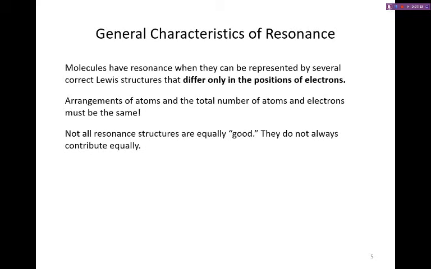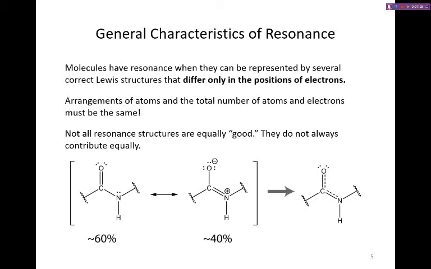And then finally, not all resonance structures are equally good. They don't always contribute the same. In nitrate, they did. In nitrate, all of the formal charges were the same. However, we could look at a structure here where in one case we have 0 formal charges, in the other case we have non-zero formal charges. And these non-zero formal charges don't contribute as much as the ones with 0 formal charge.